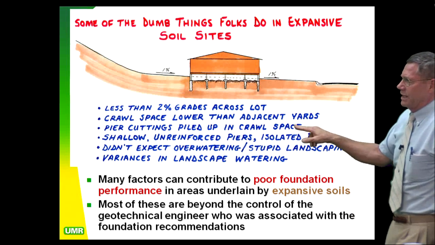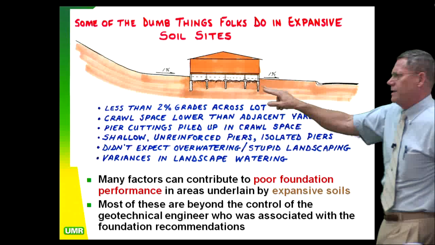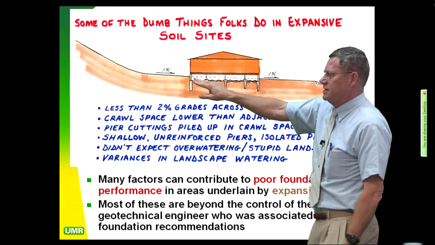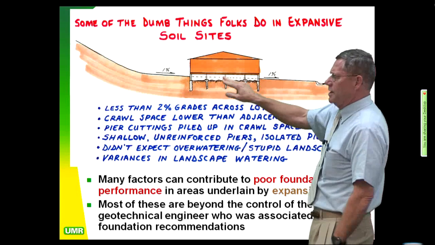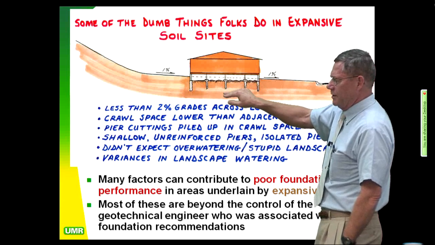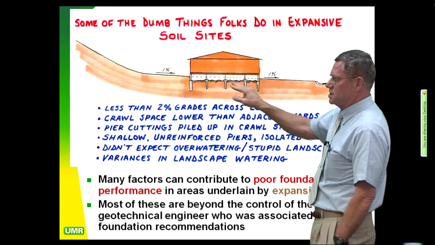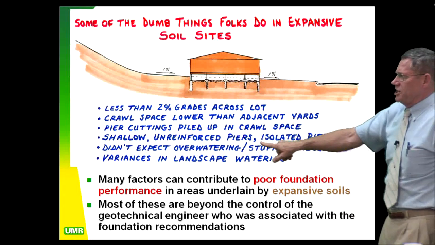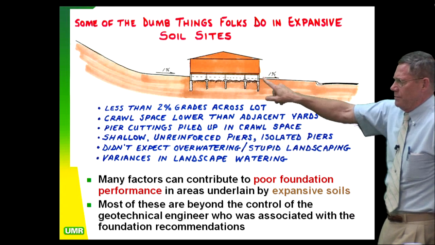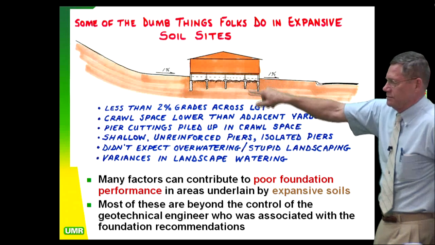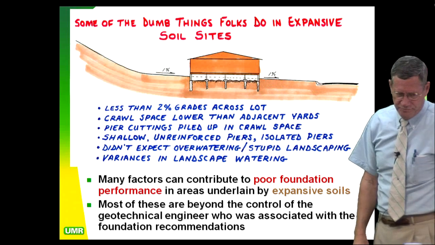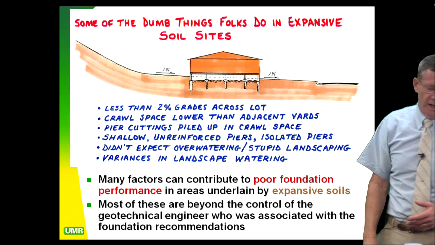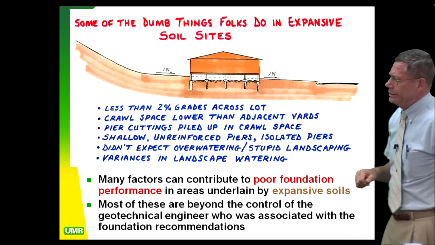You're in trouble. Pier cuttings are often piled up in the crawl space. When I used to crawl under these places, I'd see all this loose garbage soil. Well, that's from the pier cuttings being brought up and just spun out on the ground. That's not going to help you at all. And then shallow, unreinforced piers. One number 4 bar is not reinforcement. That's just temperature steel, and it's not going to help you. It's not going to give you much load.